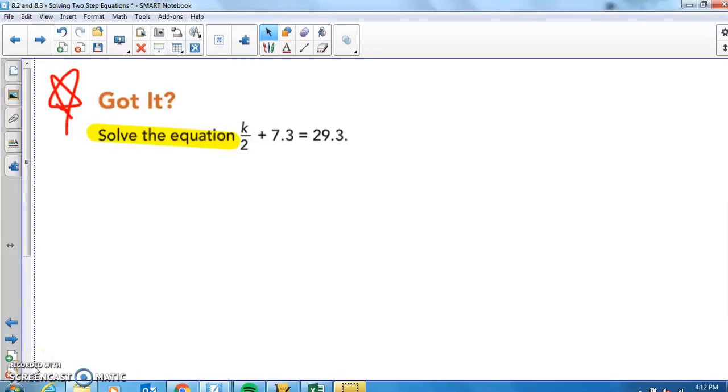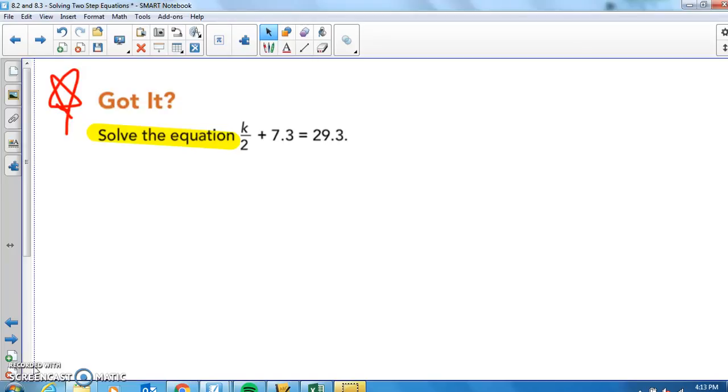All right, the second video for this lesson, we finished up, or it ended right here at this problem. We have k over 2 plus 7.3 equals 29.3. This particular problem is also a two-step equation. So if you will work this problem, and as you work it, I want you to show your work, go off to the side and write the properties that are used.